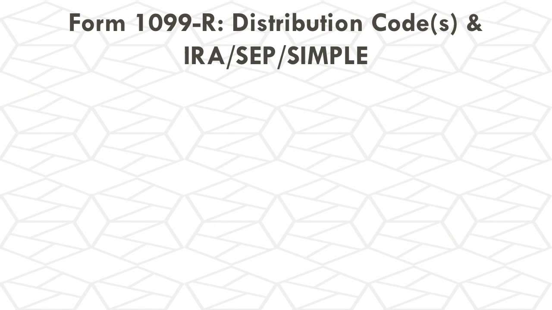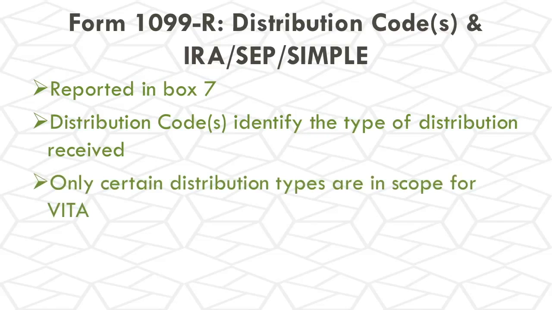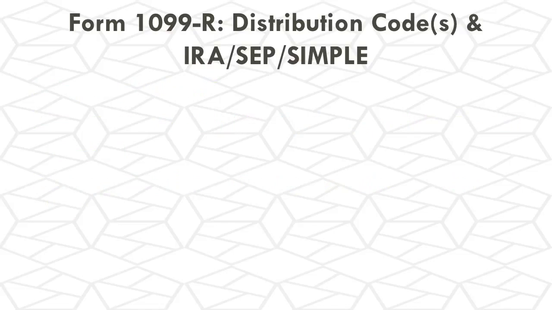The next boxes, the distribution codes box and the IRA/SEP/SIMPLE box reported in box 7, are extremely important, and you're going to become familiar with many of the codes listed in this box. The distribution codes identify the type of distribution received, and these codes are going to indicate whether or not it is in scope for us at VITA, because only certain distribution types are going to be in scope for us. So let's talk about what some of the different codes are.